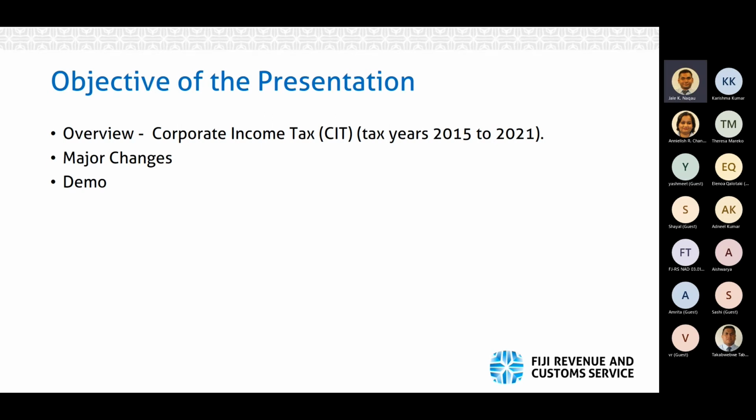So today the objective is to have an overview of the corporate income tax for tax years 2015 to 2021. Also the major changes. As you know, we are moving from the manual to the online system, and I will just dwell on the major changes, and after that there'll be a demo where I will show you the company online form, and also we'll look at each of the partnership, the trust, and the trust form.